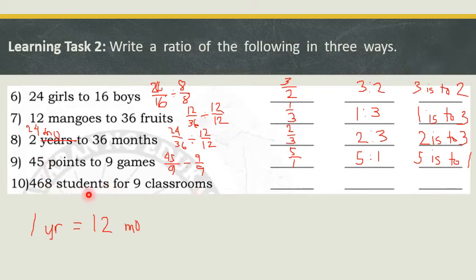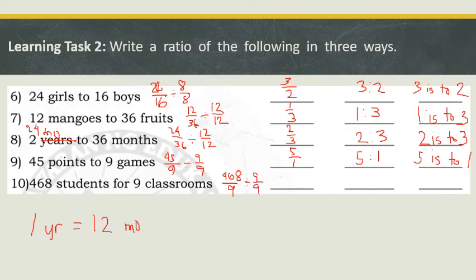Then, last, number 10, 468 students for 9 classrooms. So, hindi natin pwedeng i-convert ang classrooms sa students. So, as is na rin po siya. So, magiging 468:9. So, saan siya pwedeng i-divide? Pwede natin siyang i-divide sa 9.